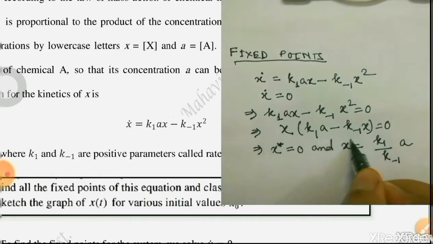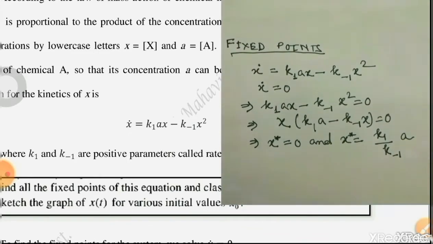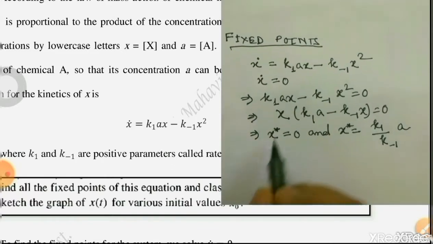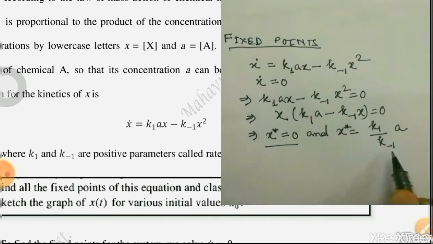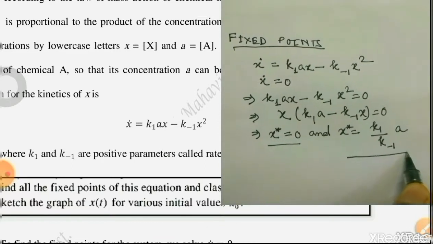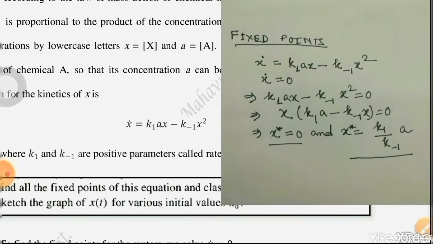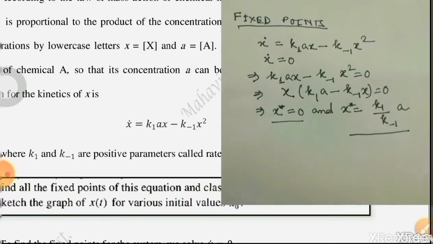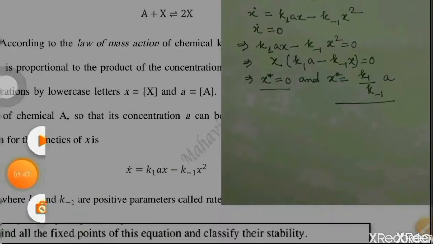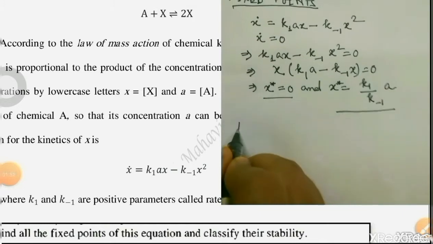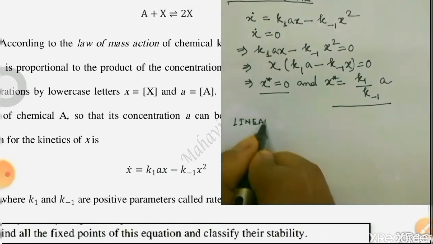Let us represent these two fixed points by asterisk marks on x. So now we have these two fixed points: one is x equals 0 and another is x equals k1 a by k minus 1. Next we have to check the stability of the fixed points. To check the stability of the fixed points, we will perform linear stability analysis.